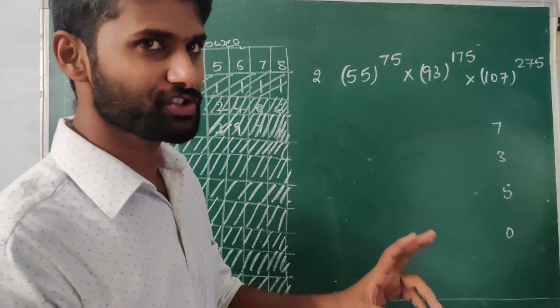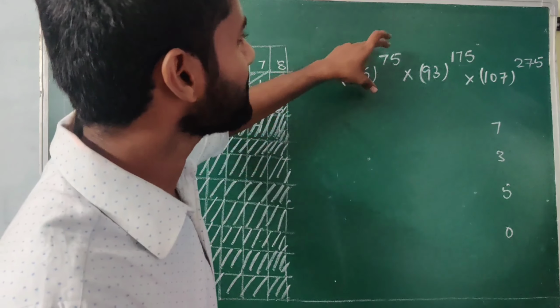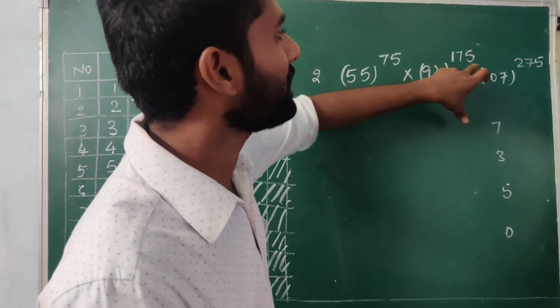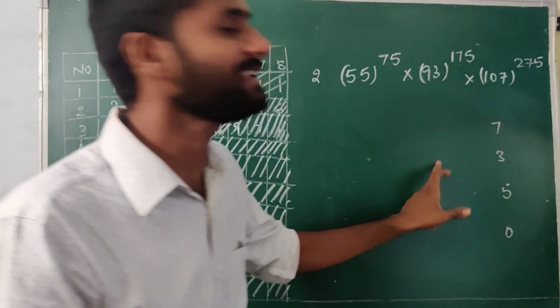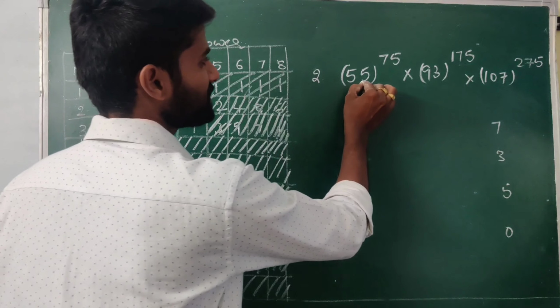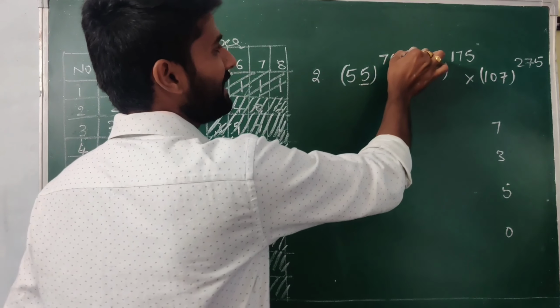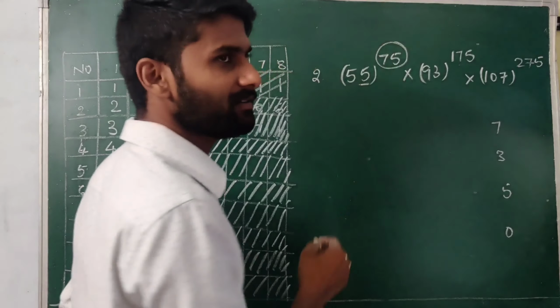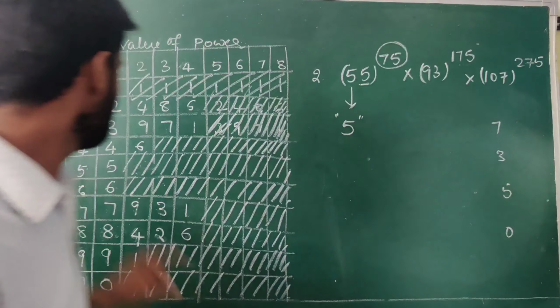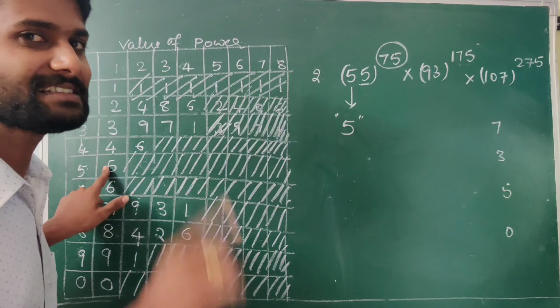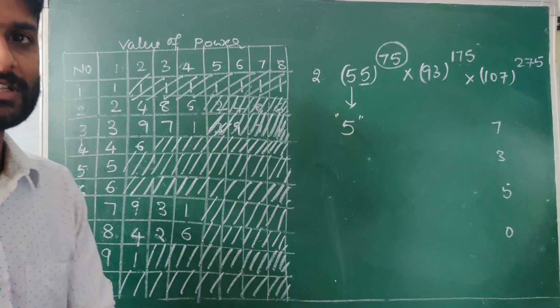Okay, just see the second question. 55 power 75 into 93 power 175 into 107 power 275. Find the units place. First, we know that 5 power any value, the units place is always equal to 5. It does not change. Why? Because the 5 power cyclic consists of only 5 as the units place.